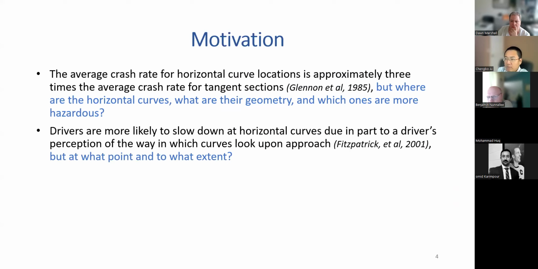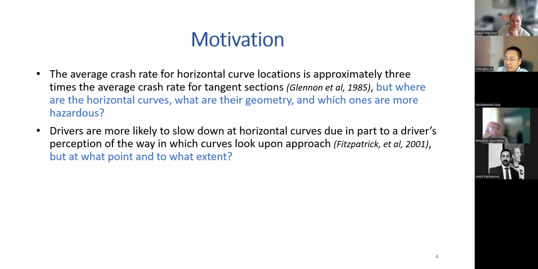So that's the motivation. Horizontal curve is important, right? The average crash rate is approximately 3 times the average crash rate at the tangent section. Although this is an older document, it still holds pretty true, even more in recent years. But we don't necessarily know where the horizontal curves are. Based on conversations I had with multiple DOTs and on literature reviews, there's really not a unified horizontal curve inventory file in their database.